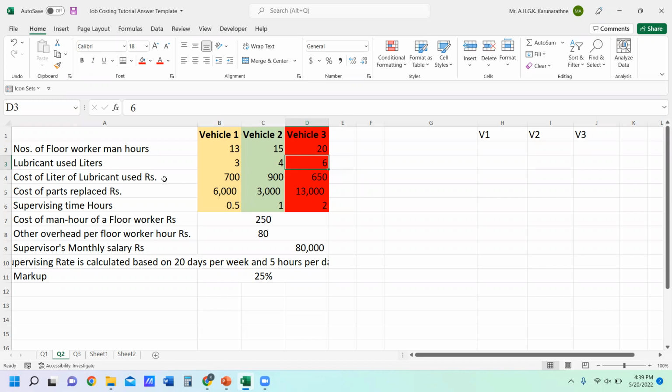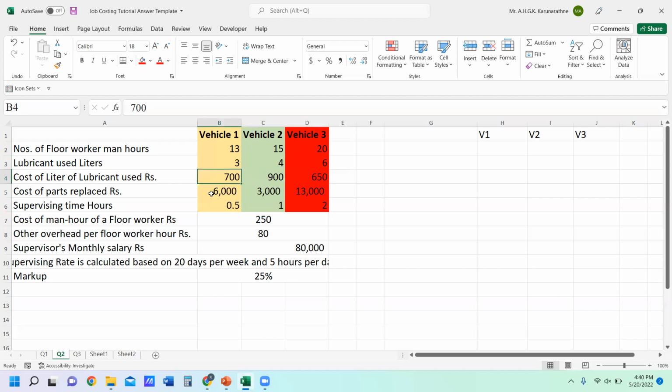The reason is that the lubricants could be different for these different vehicles. Right, there is Mobil, then Caltex, Sipetco. There are different varieties of lubricants, and even under a particular brand there are different types of lubricants. So assume these are different types of lubricants. That's why 1 liter for vehicle 1 is 700, and for the second vehicle the liter cost is 900, right?